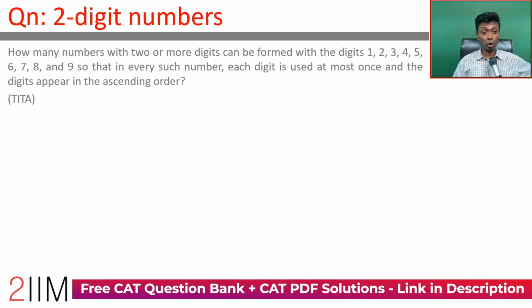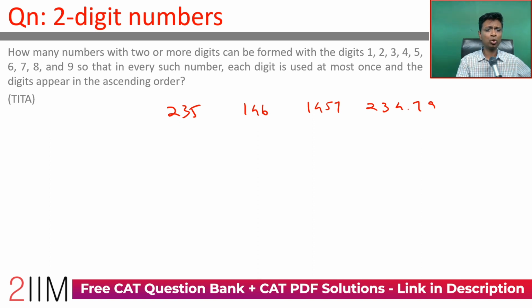How many numbers with 2 or more digits can be formed with the digits 1, 2, 3, 4, 5, 6, 7, 8 and 9, so that in every such number each digit is used at most once and the digits appear in ascending order. So we're looking for a number like 235, 146, 1457, 23479. Digits in ascending order, any number of digits.